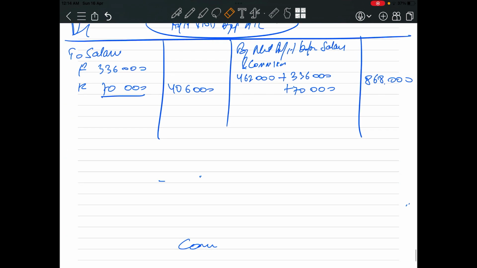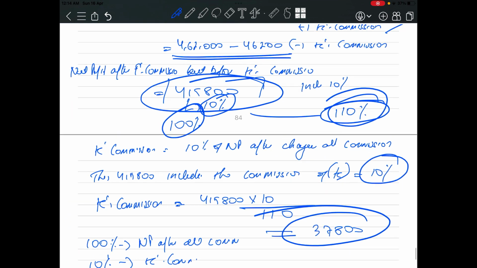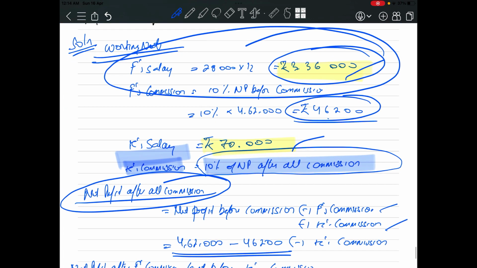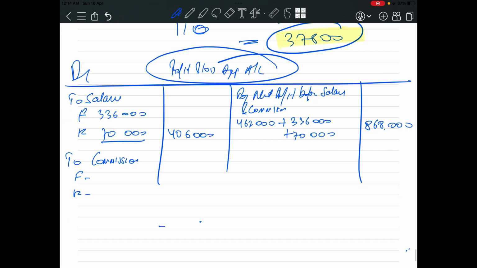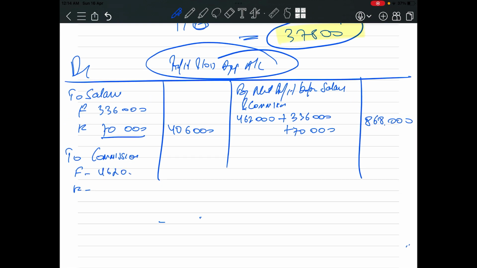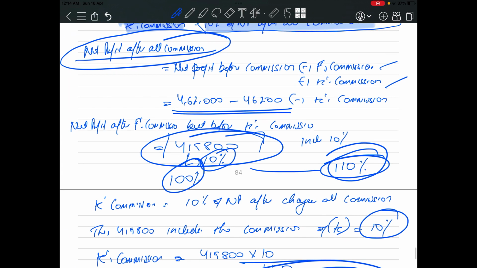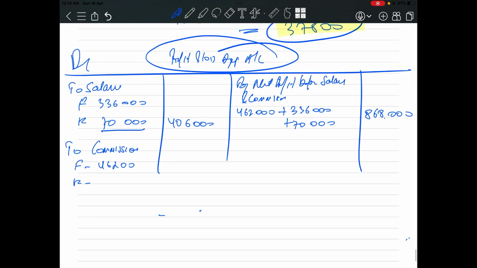Now we will provide commission to F and K. So what is the amount of commission? F is getting 46,200, and K is getting 37,800. So what is the total amount? 84,000.